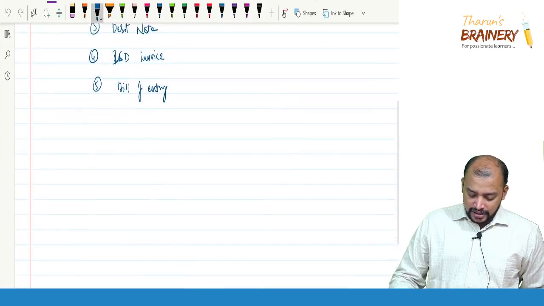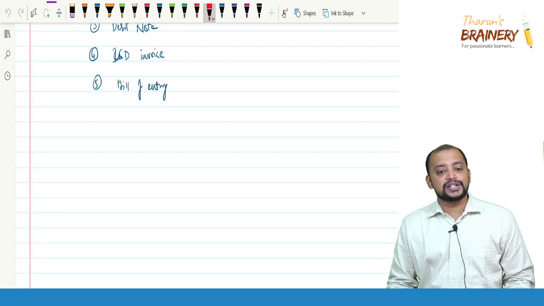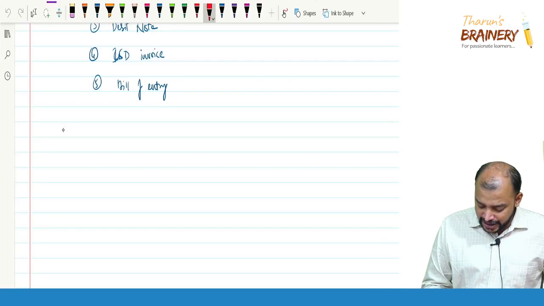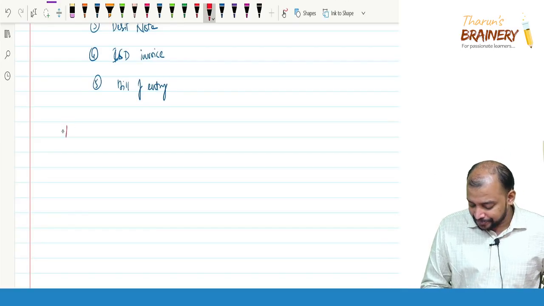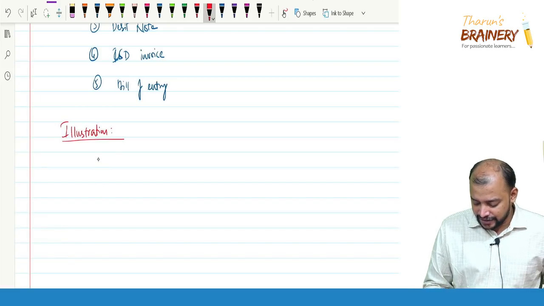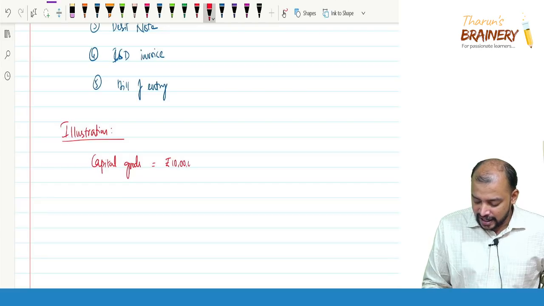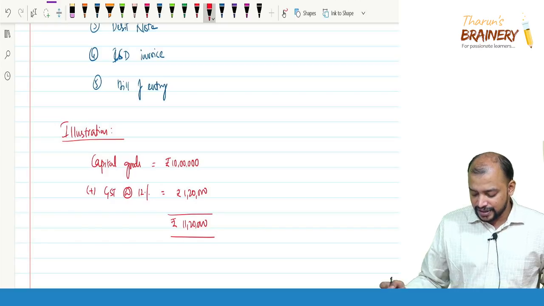Now look into this illustration to understand the depreciation point. Illustration related to depreciation: say we made a purchase of capital goods. The value of the capital goods purchased is 10 lakhs, and on that capital goods purchased, GST at the rate of 12%, say 1,20,000. So totally we are paying 11,20,000. So this is the total.